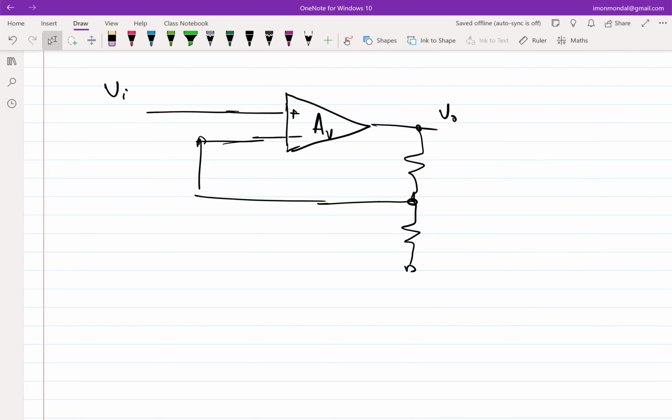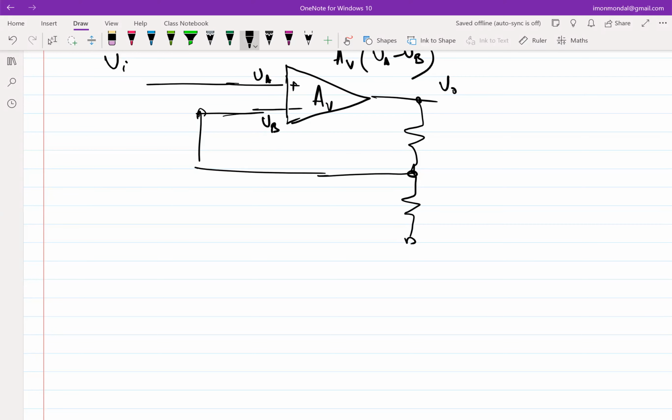What is an op-amp? It amplifies the voltage difference between its two terminals, right? So if this terminal is VA, this terminal is VB, right? So the output is equal to AV times VA minus VB. So it's a difference amplifier, right? It amplifies the difference.